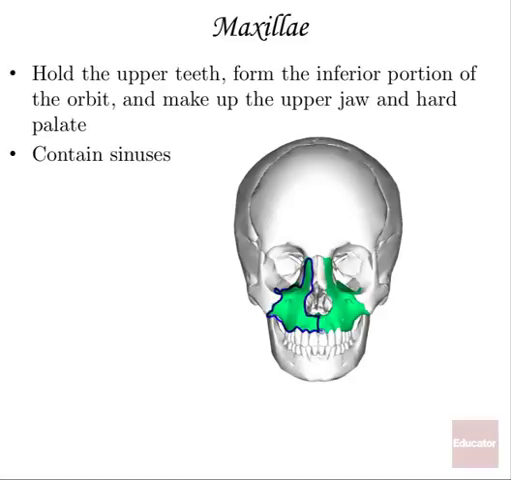You can see that they hold the upper teeth, form the inferior portion of the orbit right here, the bottom part of it, and make up the upper jaw and the hard palate. There is a soft palate that is more posterior, further back. We'll get to that later. And the last set of sinuses are located in the maxillae. So that's a total of 8 sinuses in the skull for 4 pairs.